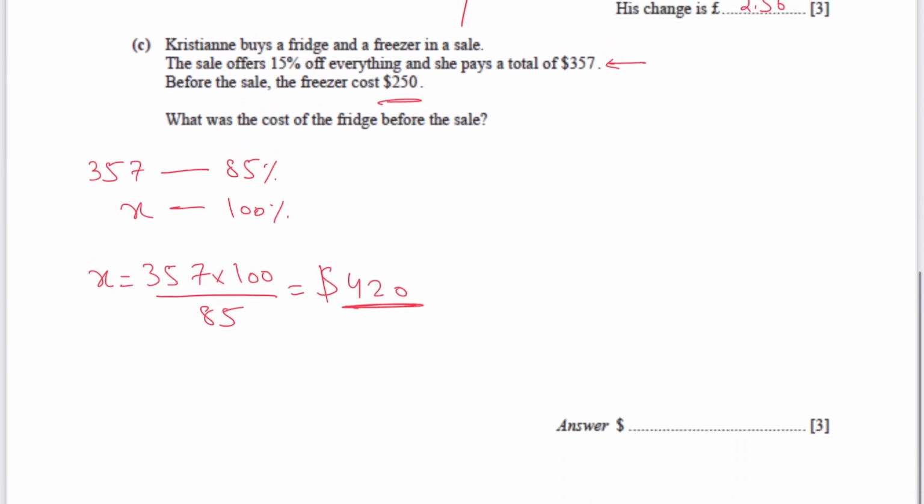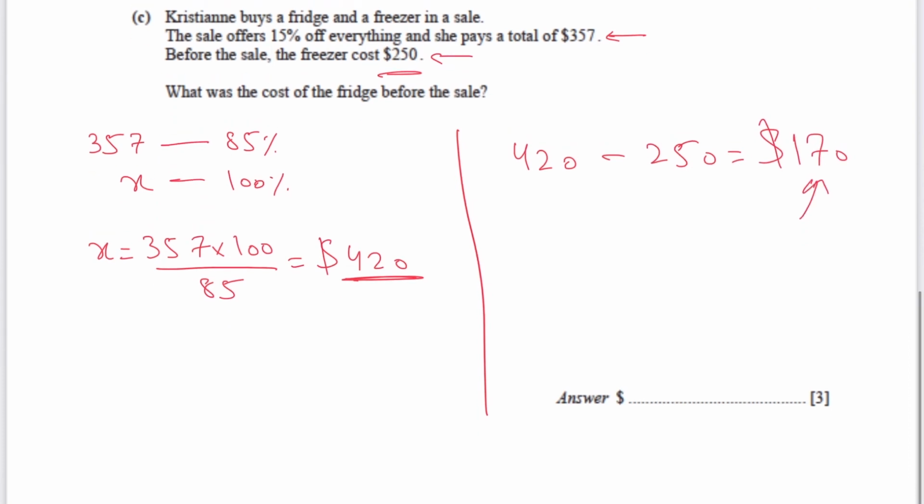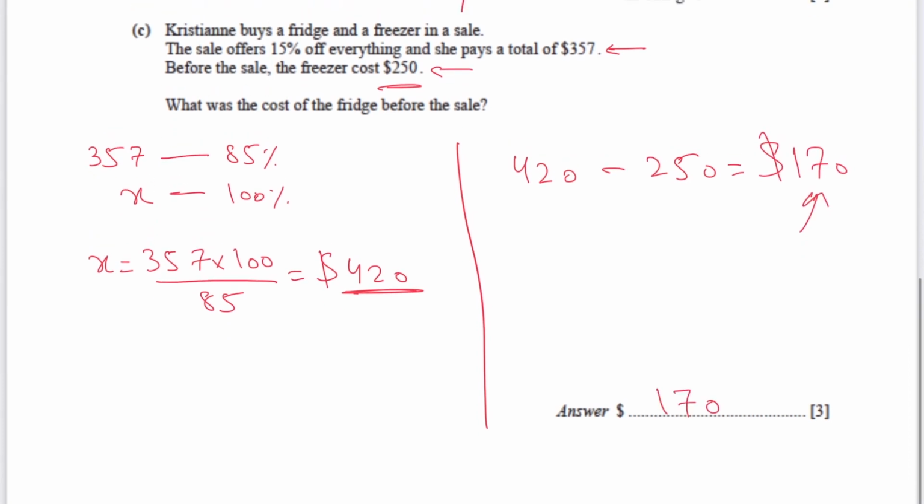So what we have to do is from 420, if we subtract the cost of the freezer, which is 250, we'll be left with the cost of the fridge. So 420 minus 250 gives us $170. That's the price of the fridge. So we write it over here, 170, and we're done.